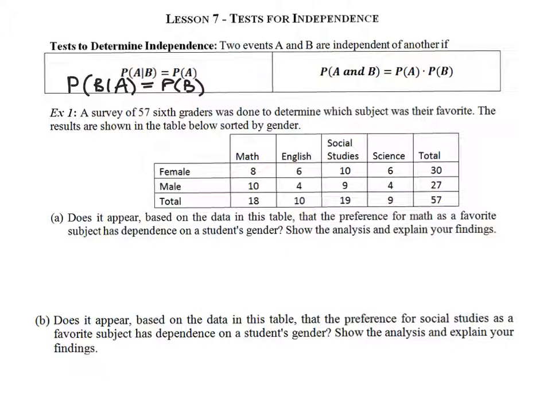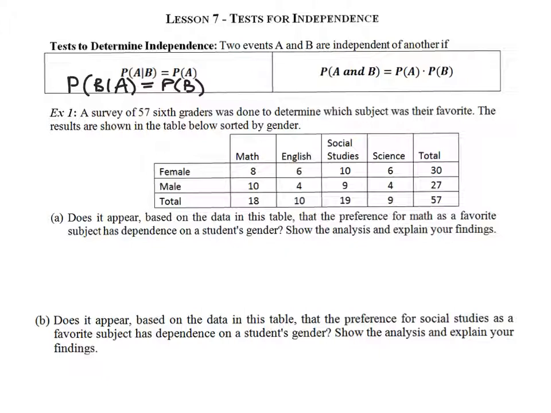So let's start with example number 1, where it says a survey of 57 sixth graders was done to determine which subject was their favorite. The results are shown in the table below, sorted by gender. So we're looking at these subjects of math, English, social studies, and science. And on the left side, we have rows for female students and male students. The first question says, does it appear based on the data in this table that the preference for math as a favorite subject has dependence on a student's gender? Show the analysis and explain your findings.